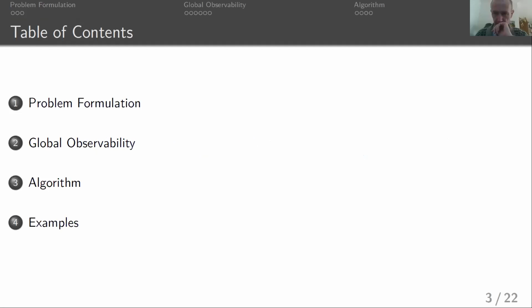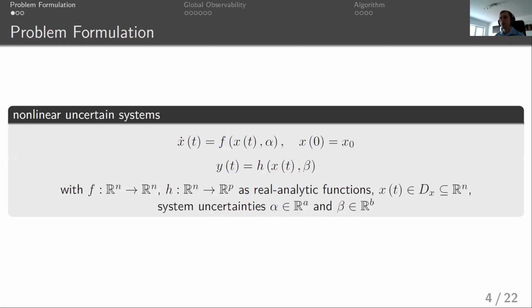My talk is structured as follows. First, I will shortly talk about the problem formulation, then a bit about global observability and construct the algorithm. Then I come to the algorithm itself and talk about some examples. The systems we are dealing with are nonlinear uncertain systems with these uncertainties alpha and beta, which can be of arbitrary dimension. I will show that the algorithm can also deal with these uncertainties, but for now I will ignore them, explain the algorithm, and come back to the uncertainties at the end of the talk.